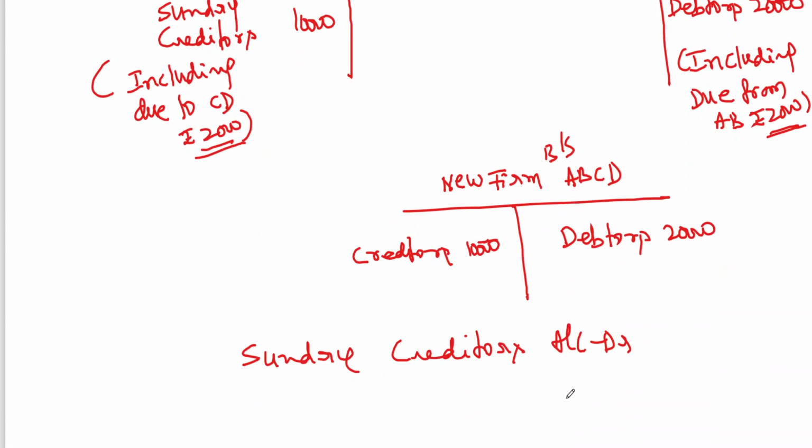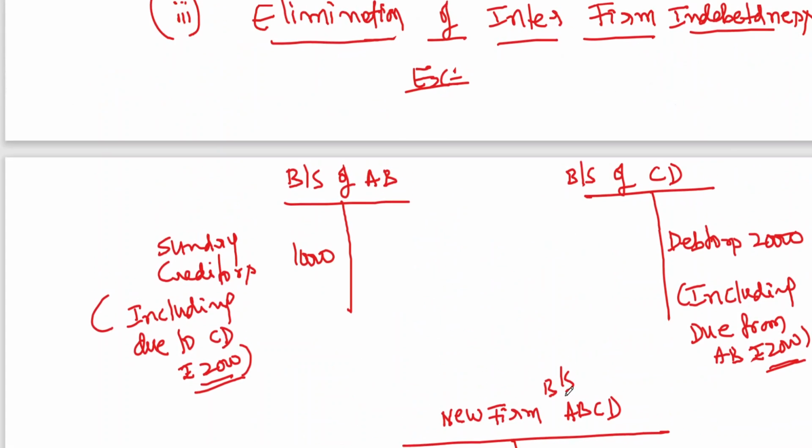So the entry will be, and even if you show it, the new firm has to receive, the new firm has to give. Why should the new firm receive? Why should the new firm give? This is what is elimination. So sundry creditors account debtor to debtors account, because now it has become common assets and common liabilities. Now, this is the third point.